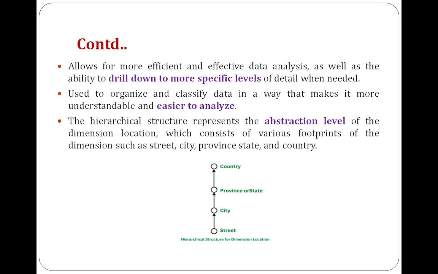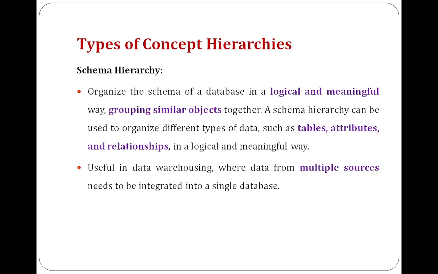Now let us discuss the hierarchical structure, which represents the abstraction levels of the dimension location. Here we start from bottom to top in this hierarchy: street, then city, then province or state, and after that country. This is the actual hierarchical structure in terms of dimension. A single attribute may be involved, or more than one attribute may be involved, in order to represent the data. The first type of conceptual hierarchy is the schema hierarchy.